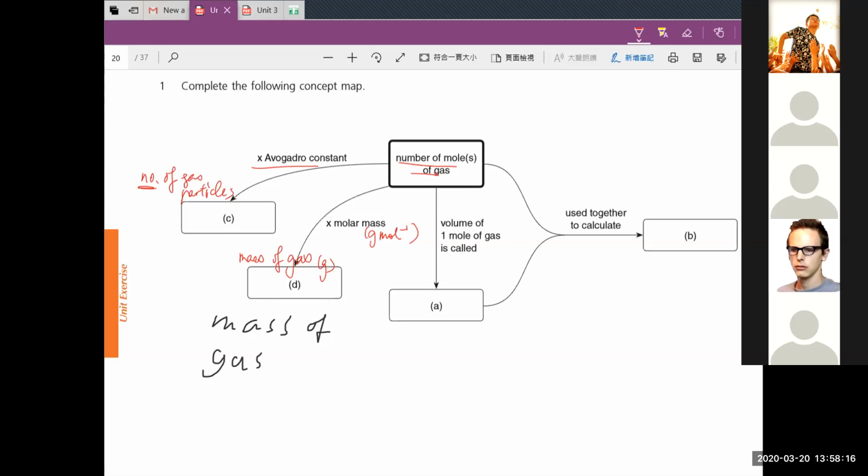And how about this? The volume of 1 mole of gas is called what? Molar volume. How do you know that it is molar? Because I mark it as 1 mole. Used together, molar volume times the number of moles of gas, here comes volume. That's right. The volume of gas can be calculated. Okay? You know what to do?